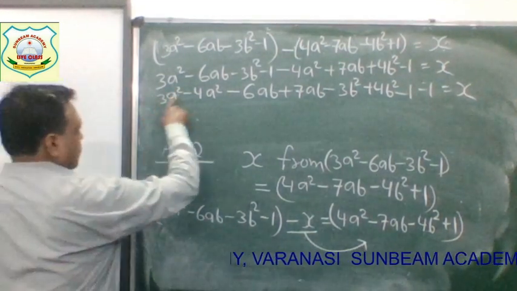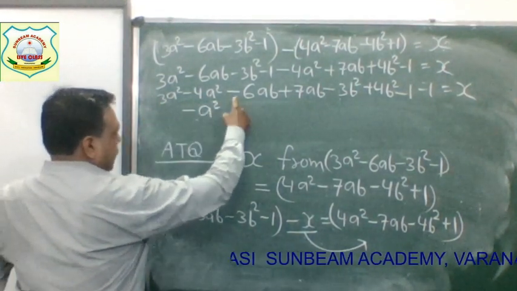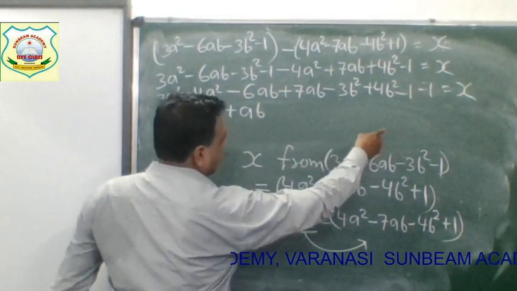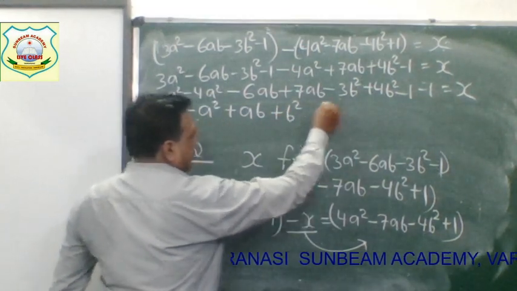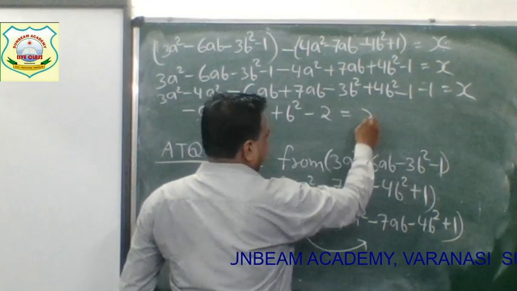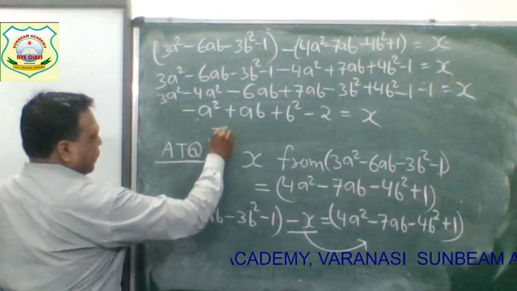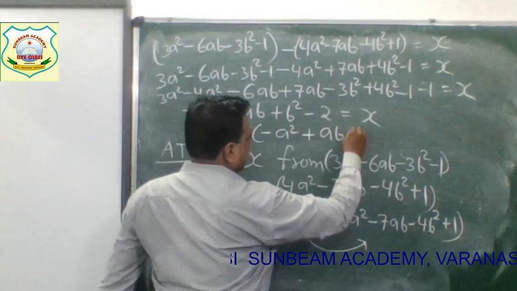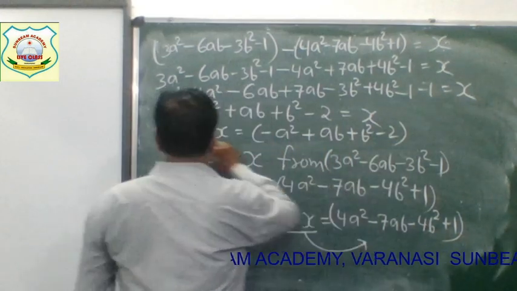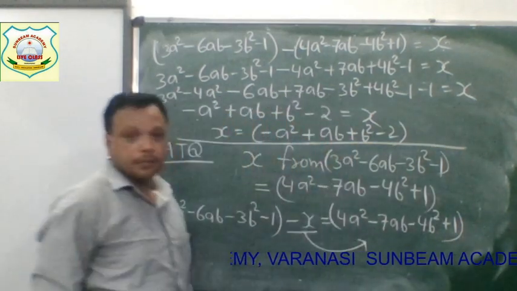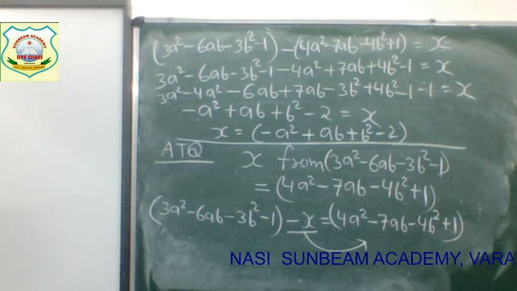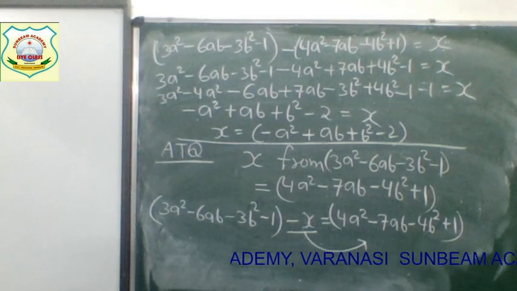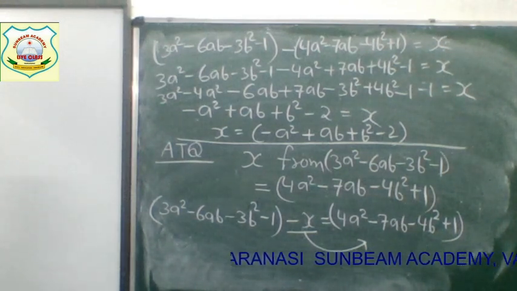3a square minus a square, minus 6ab plus 7ab, that is plus ab, minus 3b square plus 4b square, then plus b square, minus 1 minus 1, that is minus 2, equal x. So what will be the answer? x equal minus a square plus ab plus b square minus 2. It will be the answer. Students, hope everyone is clear. So note it down. Noted, students.